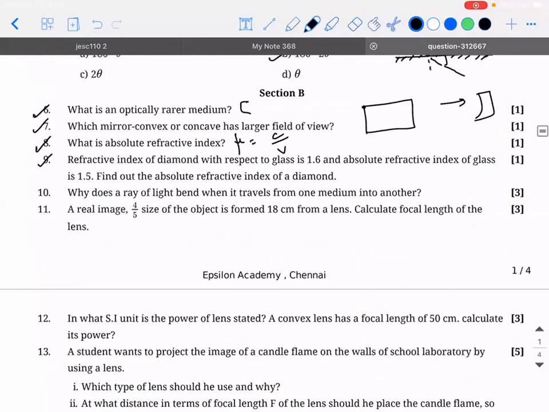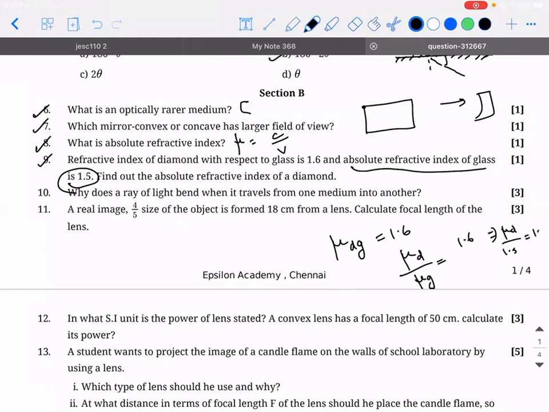Let's look at the 9th one. Refractive index of diamond with respect to glass is 1.6 and the absolute refractive index of glass is 1.5. Find the absolute refractive index of diamond. So refractive index of diamond with respect to glass is 1.6. So refractive index of diamond with respect to refractive index of glass is 1.6, and the absolute refractive index of glass is 1.5. Mu d divided by 1.5 is equal to 1.6. So what will be the refractive index of diamond, guys?